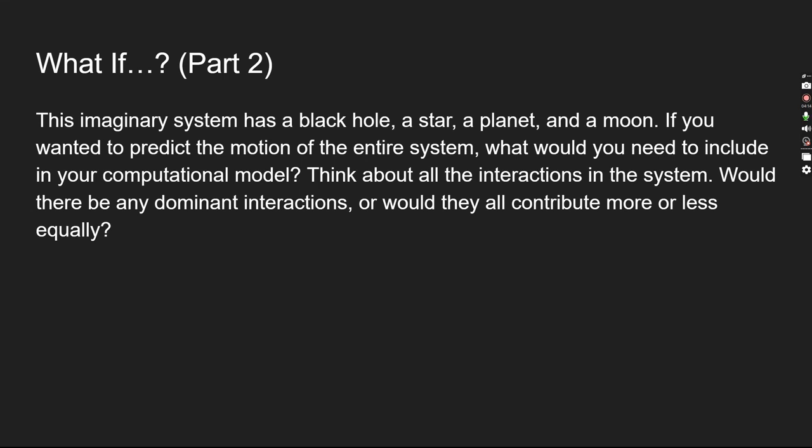And for this second part, the "what if" question, the answer I had was, in order to describe the entire system, you would need to describe each interaction between each object: the black hole, star, planet, and moon. The black hole would have the greatest impact on other objects, followed by the star, planet, and moon. In other words, the black hole would have the most dominant interactions in the system.